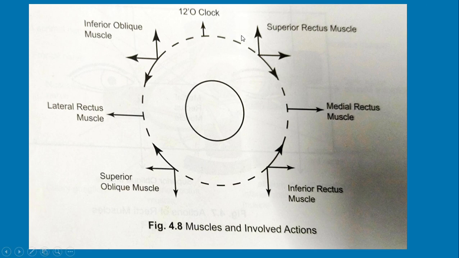Superior rectus, what does it do? Tell me. Elevation, intorsion. Intorsion, isn't it? Inward movement, intorsion, medial rotation or inward movement. Then medial rectus helping for the adduction. Inferior rectus helping for the depression, adduction, extortion.